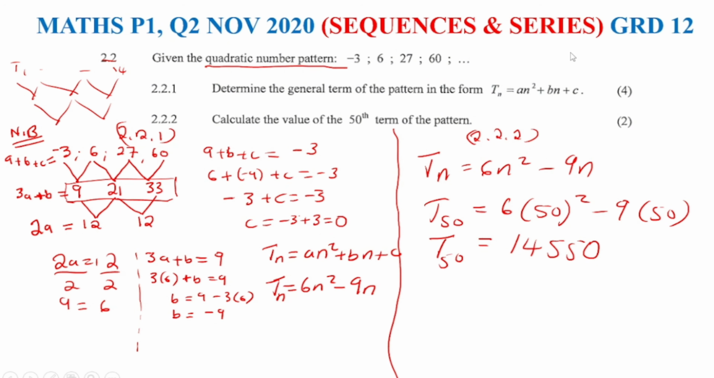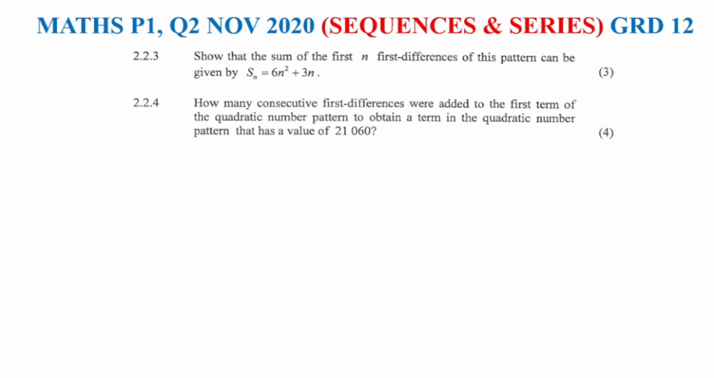So we add, okay, so be careful, guys. The question is asking you to use the first difference as a new pattern. Show that the sum of the first and first difference of this pattern. The first difference of this pattern is given by 9, 21 and also 33 as well. So they are saying we must look for this. Therefore a in this case would be 9.